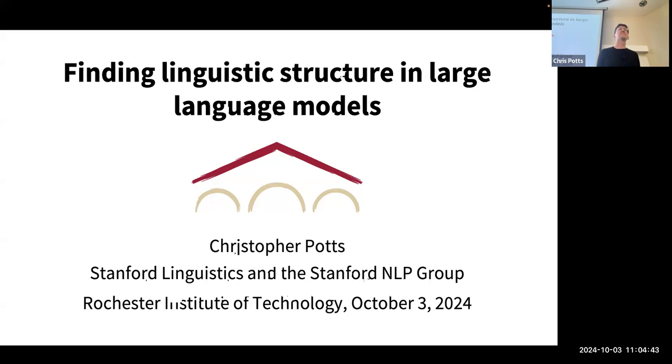Dr. Potts is a faculty member in the Stanford Natural Language Processing Group and the Stanford AI Lab, as well as an Amazon scholar. His group uses computational methods to explore topics in context-dependent language use, systematicity and compositionality, model interpretability, and neural information retrieval. It is our great honor to have Dr. Potts here today with us. So please join me in welcoming him to RIT.